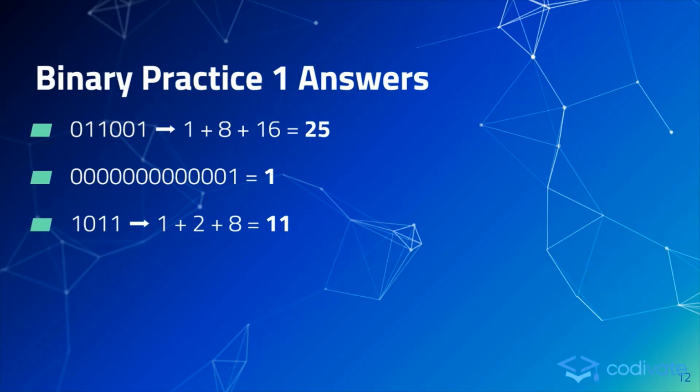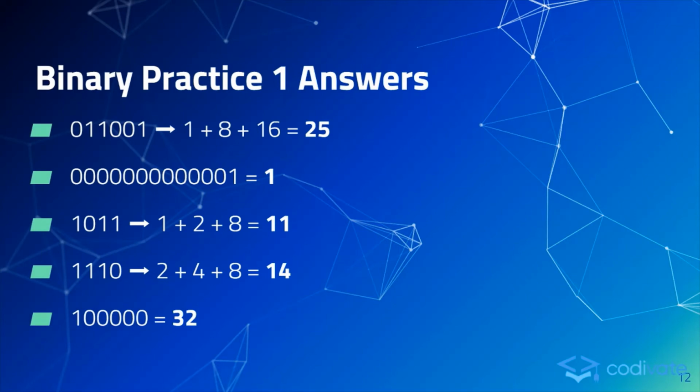Here it is 1011, which means there is a 1 in the ones place, a 1 in the twos place, and a 1 in the eights place, adding up to 11. Here there is a 1 in the eights place, a 1 in the fours place, and a 1 in the twos place, adding up to 14. And here there is a 1 in the 32's place, adding up to 32.